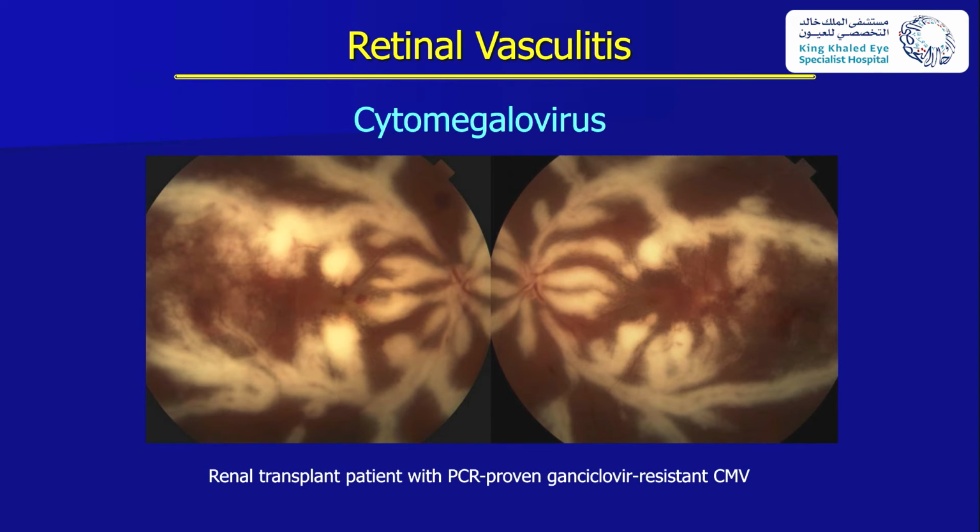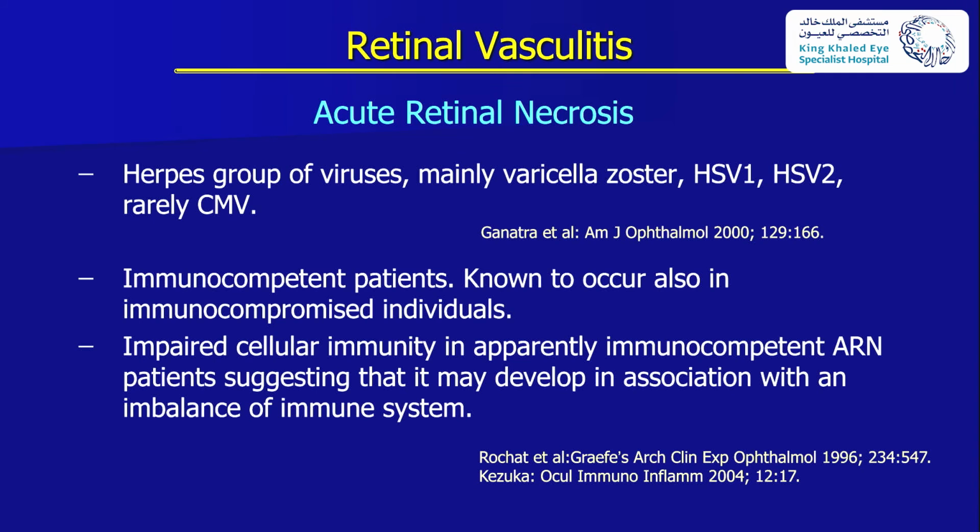And this is a renal transplant patient with PCR-proven ganciclovir-resistant CMV. So the patient had very aggressive frosted branch angiitis. So this is for CMV.